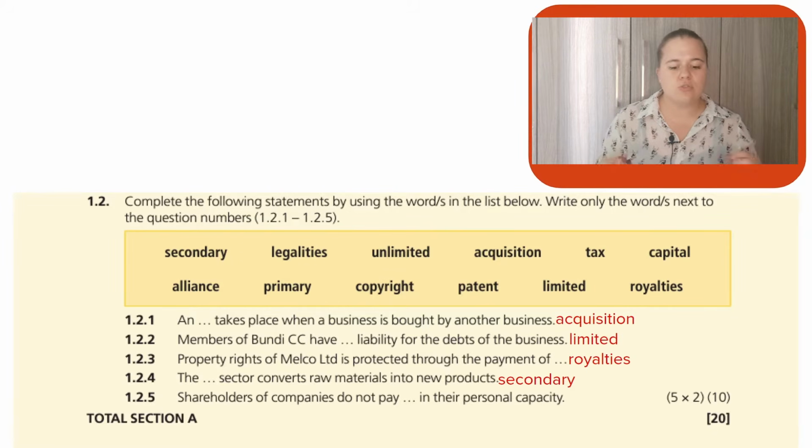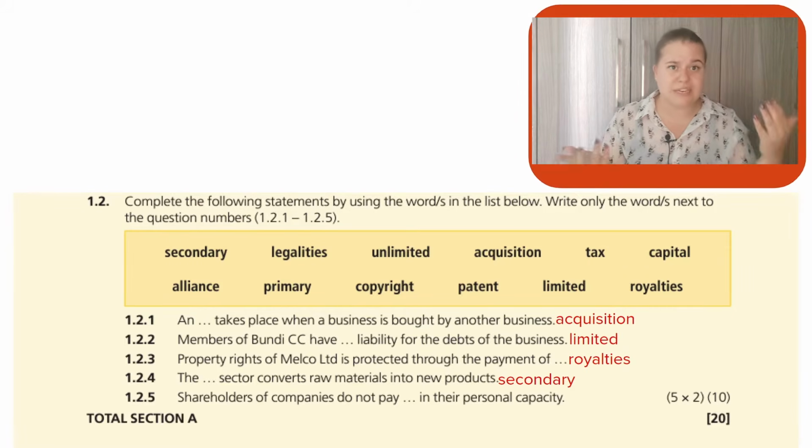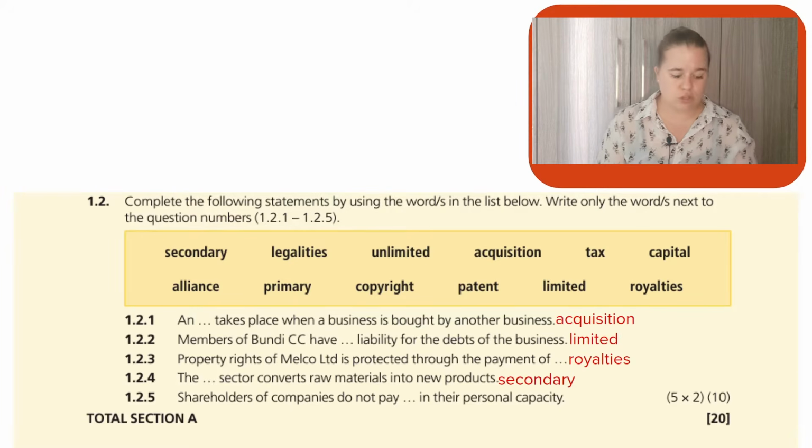They do that to obviously try and make it a little bit tricky for the learners so that they are testing correctly, and we can see, do learners know the difference? So sometimes there are those ones that might confuse a learner, but it's just to test your knowledge. Then shareholders of businesses do not pay what? In their personal capacity. They do not pay tax. Okay, shareholders of a company do not pay tax in their personal capacity.